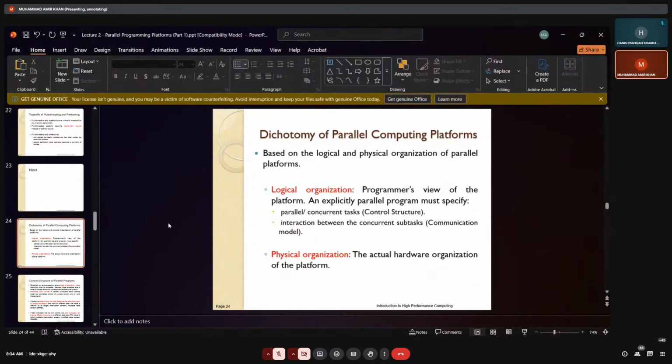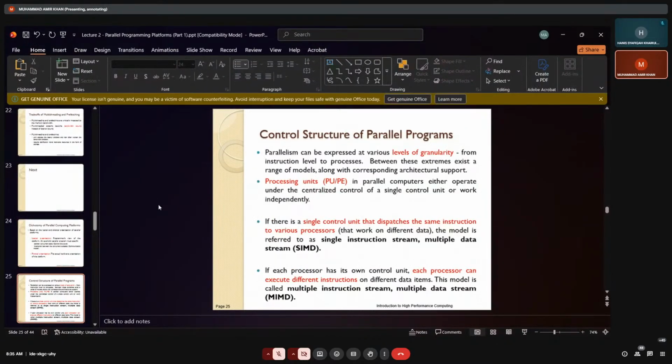Basically, the programmer will do the task management, synchronization, and load balancing. So, logical and physical organization. Next, the control structure of parallel programs. Parallelism can be expressed at various levels of granularity, from instruction level to processes. Between these extremes exists a range of models along with corresponding architecture support.